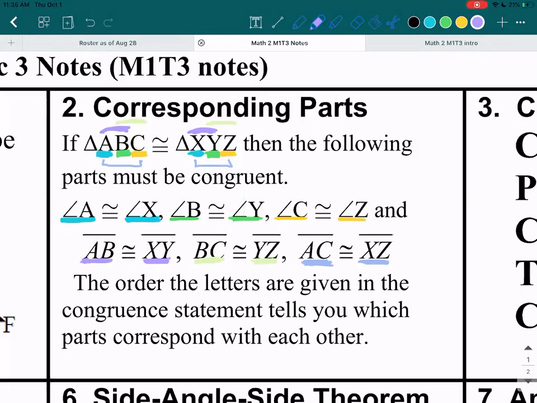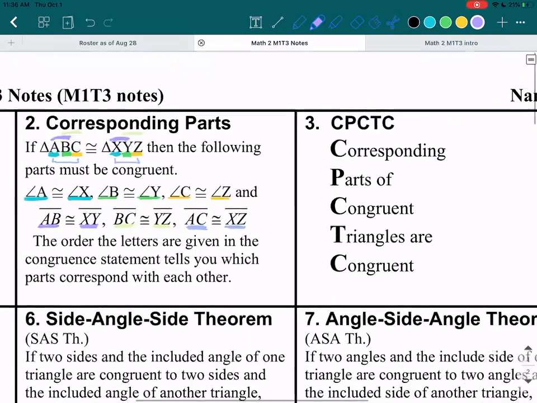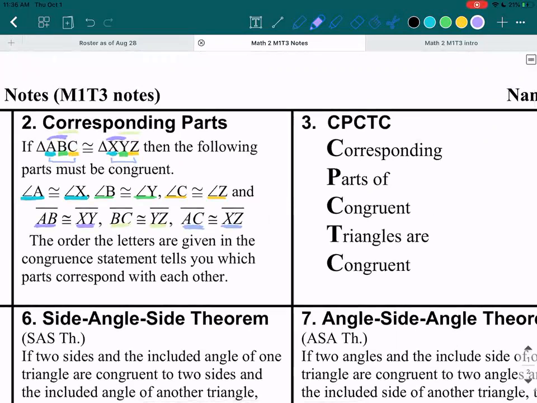So when we talk about this in math class, we tend to call it CPCTC, which stands for corresponding parts of congruent triangles are congruent. So we have labeled all of our corresponding parts in this box. These are all the corresponding parts. So if you have corresponding parts of congruent triangles, then those are congruent. So we just abbreviate that by saying CPCTC, so that you don't have to write all of these words.